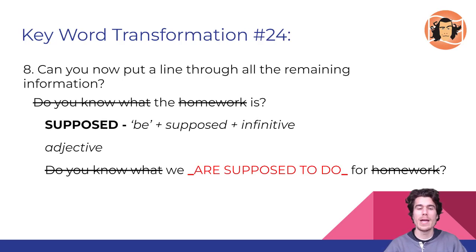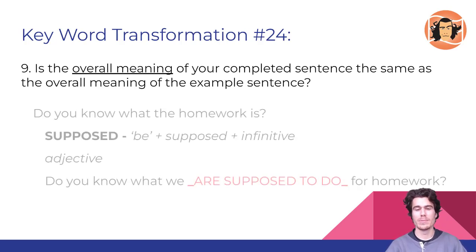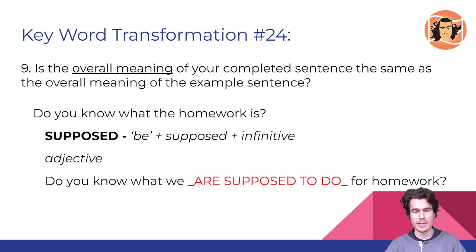So let's move on to step number 8. Can we now put a line through all the remaining information? Okay, well actually this step isn't going to help us much either, because we only have the and is left in the example sentence. So we can skip this step and move on to step number 9. Is the overall meaning of our completed sentence the same as the overall meaning of the example sentence? So the example sentence: do you know what the homework is? And our completed sentence: do you know what we are supposed to do for homework? Well, the meaning is pretty much the same. We're asking, what is the homework?